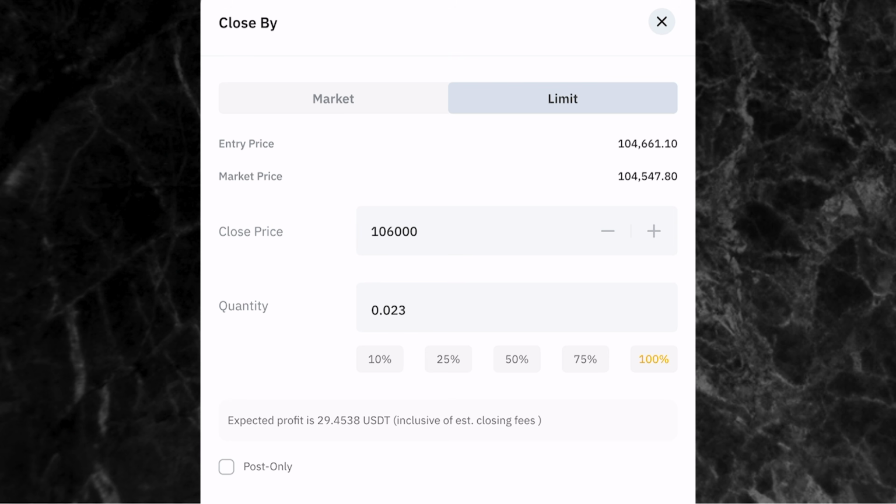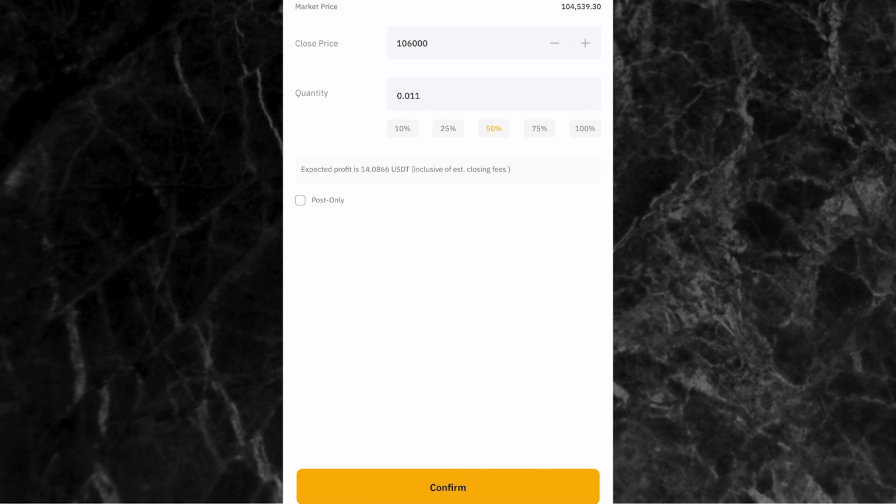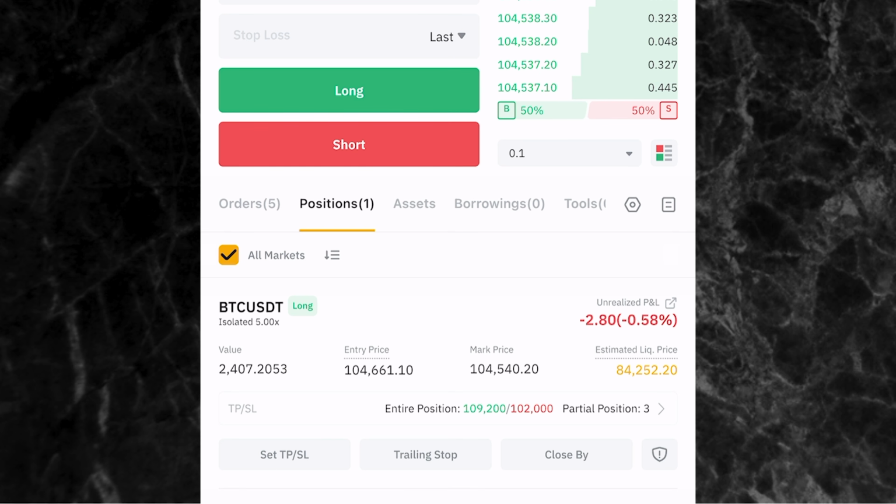Once you put that, come here and click on the percentage you want to sell. So let's say, for example, I want to sell 50%. I'll just click on 50% right there. And then you can see the amount of profit you'll be making, which is $14, which is the same thing as what we set before. So you can see the quantity I'm selling is 0.011. And the amount I'm getting is 14 USDT, which is the same thing as what we did earlier. So it is the same process. So if you are good with that, click on confirm at the bottom again. And just like that, you set your first take profit level.